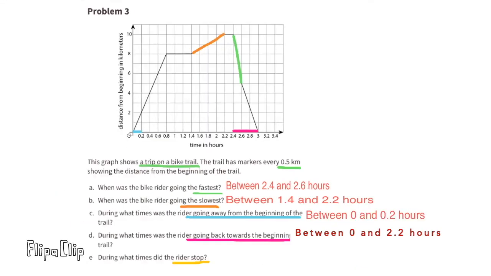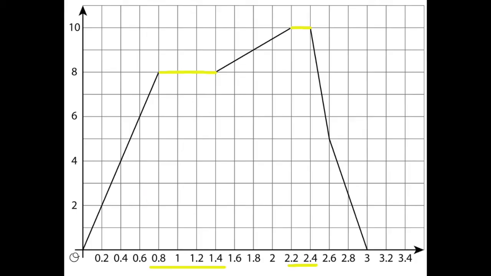E. During what times did the rider stop? The rider stopped between 0.8 and 1.4 hours, and the rider stopped again between 2.2 and 2.4 hours.